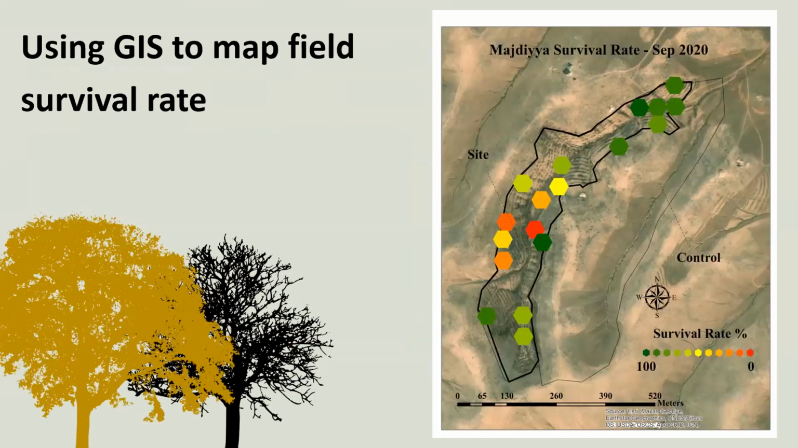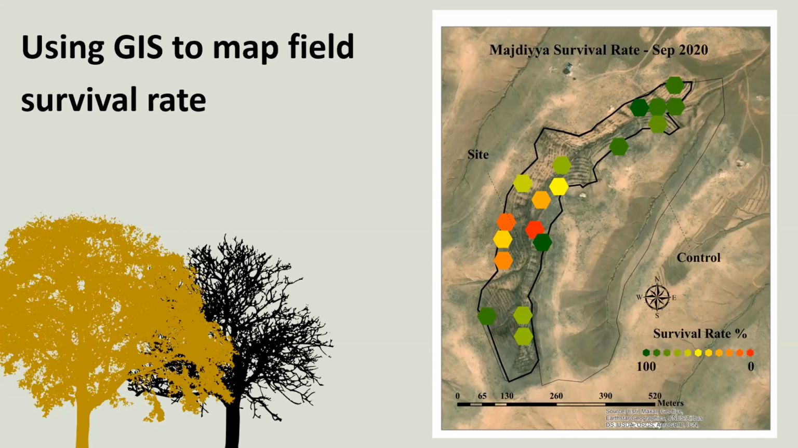The site was established in 2016 and monitored till 2020 and even 2022, because we have more recent monitoring of the site. You can see at your left-hand side these hexagons, which are plots used to monitor seedling survival, while at your right-hand side you can see the control watershed.